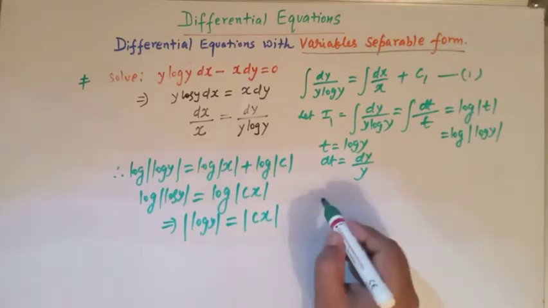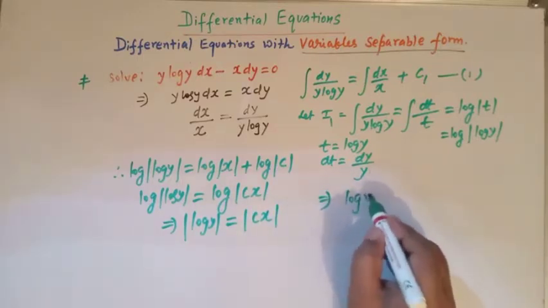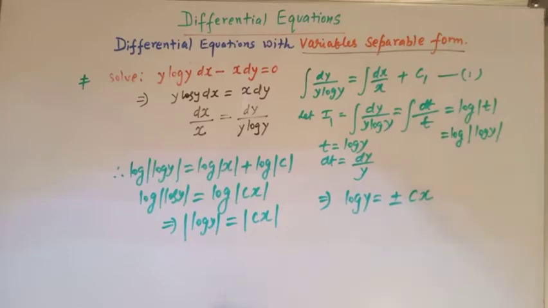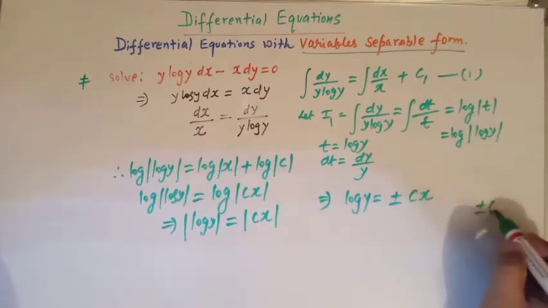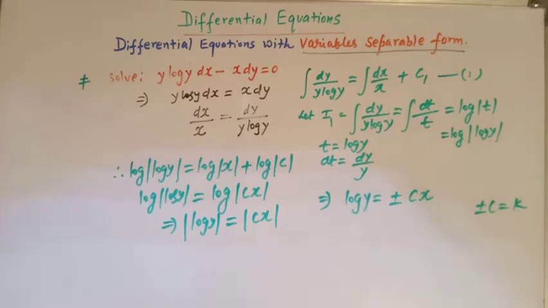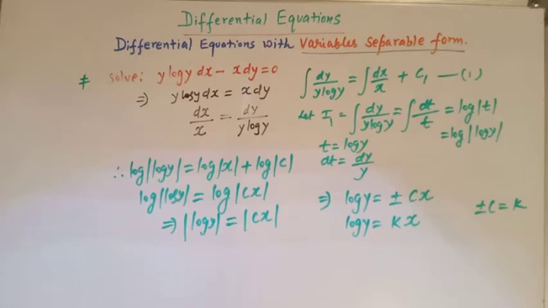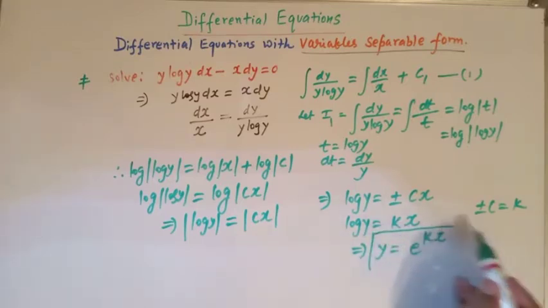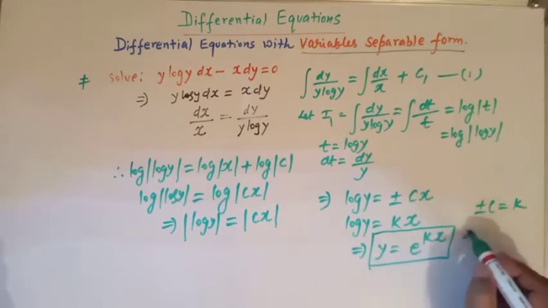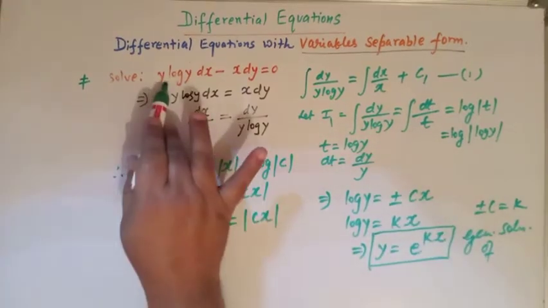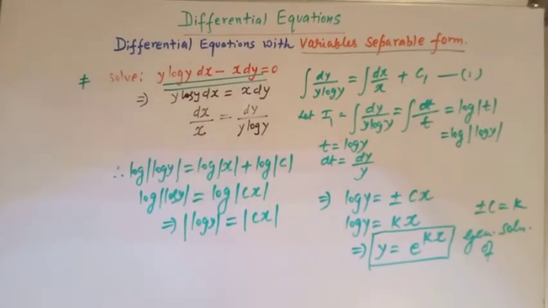Okay, now this can be written as log y is equal to plus minus cx, and plus minus c can be written as another constant, say k. So we have log y is equal to kx. Okay, so this can be written as y is equal to e raised to kx. So this is the general solution of this differential equation. Clear?